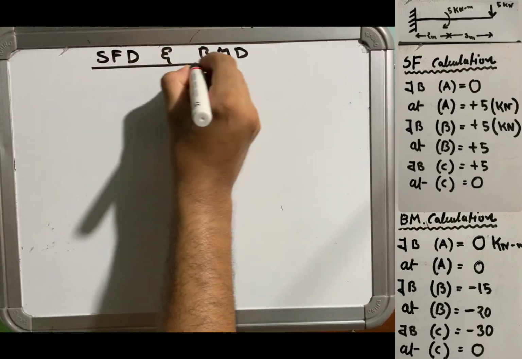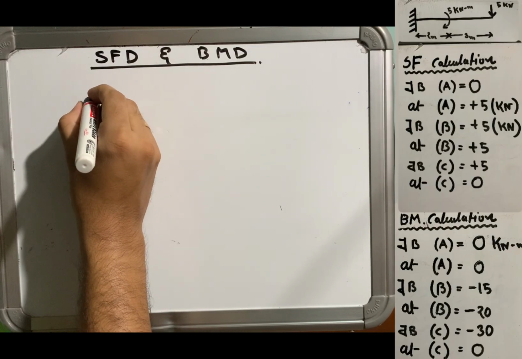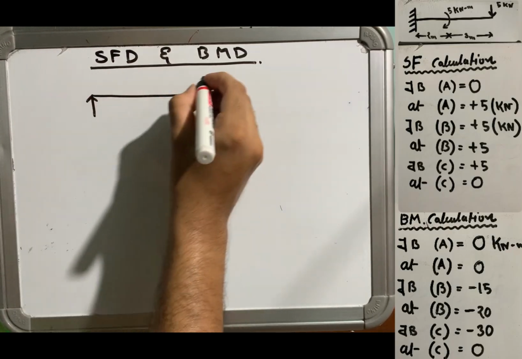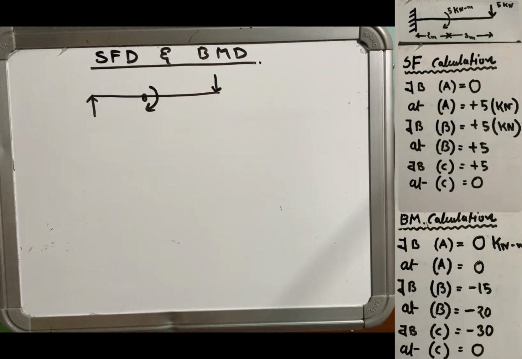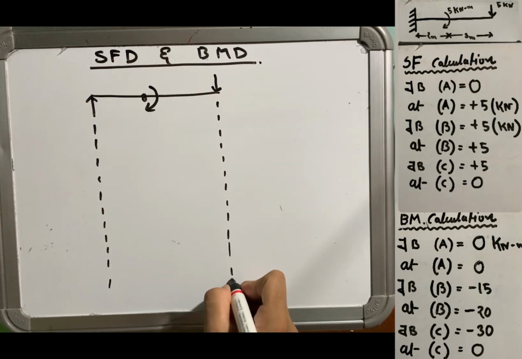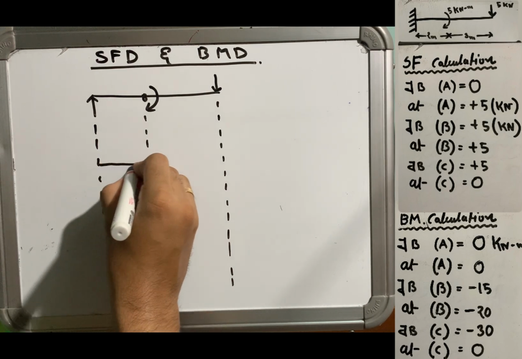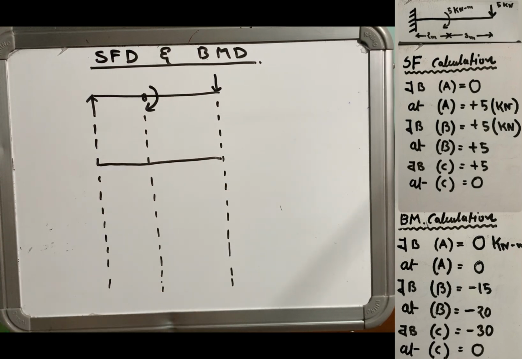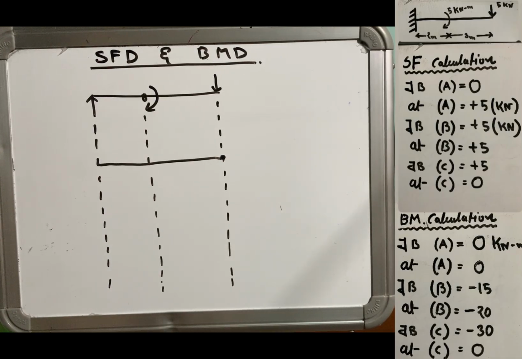So now we have the values at the right hand side, shear force calculation values and bending moment calculation values. So we will first draw the free body diagram. The free body diagram will be as I'm drawing. First let me write the points, A B C, so that it will be easier to understand.